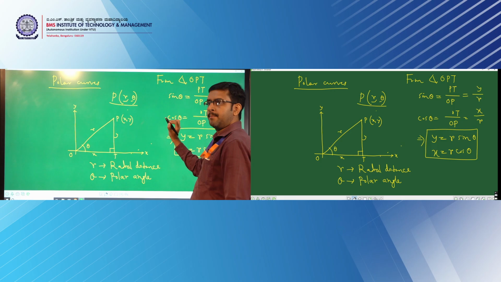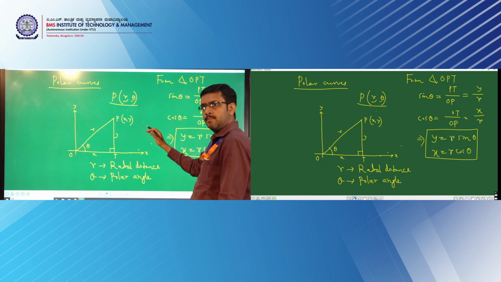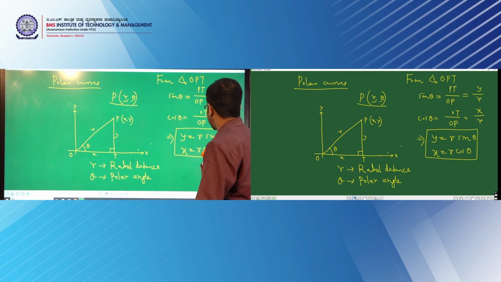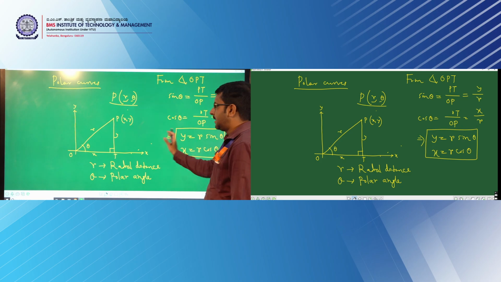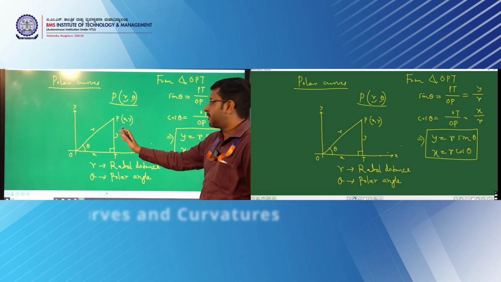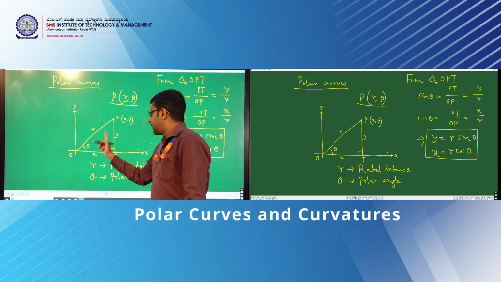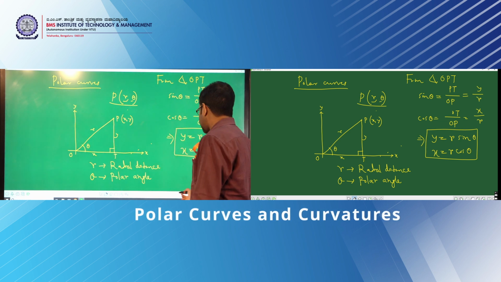This formula I am putting inside a box. This is the formula for polar coordinate and the rectangular Cartesian coordinate systems, okay? X equal to R cos theta, Y equal to R sin theta. So this derivation is basically coming from this triangle, from this OPT right angle triangle, okay?